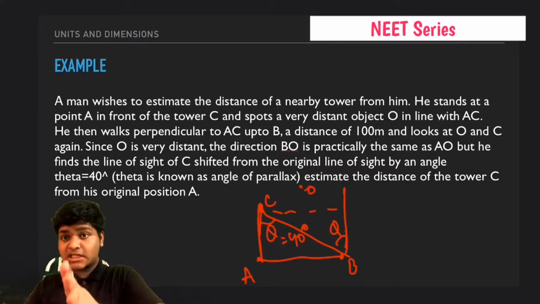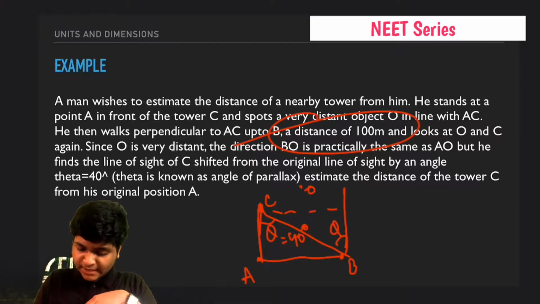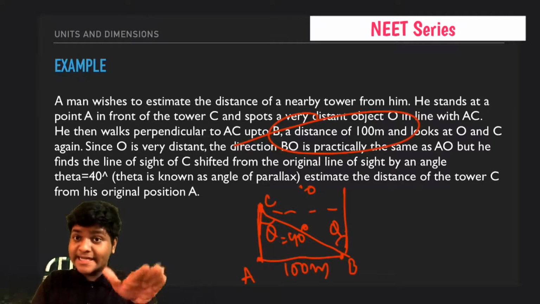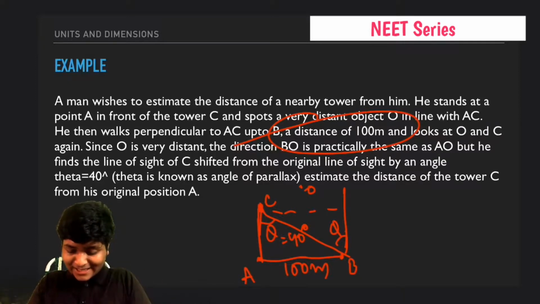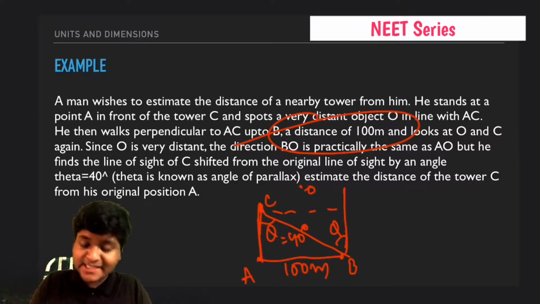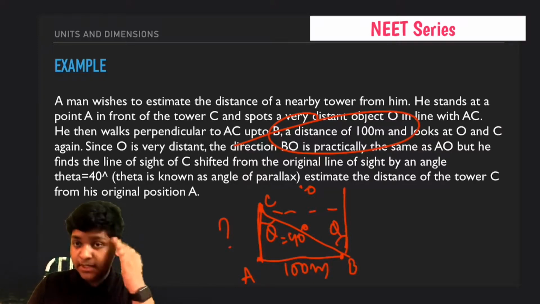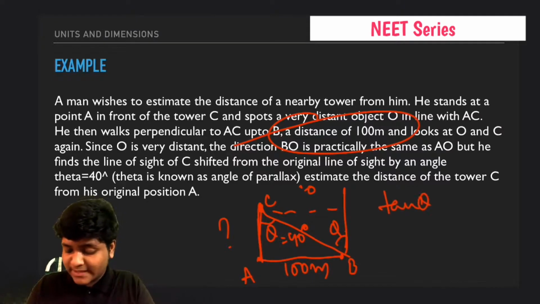And what is the distance measured? Perpendicular to AC up to B, the distance AB is 100 meters, and we have to estimate the distance of the tower C from the original position A. We have to find AC. So we're going to use a trigonometric ratio like tan theta.